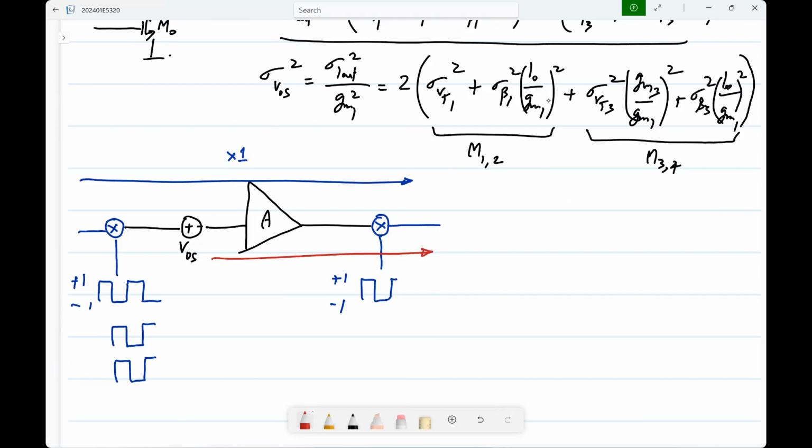You will get a square wave which is now modulated by that, a square wave of amplitude VOS, right? So now that is not a DC anymore, okay? That is at a frequency equal to this chopping frequency and its harmonics. So now if you use a low pass filter, that will filter out the square wave and you will have no offset, okay. So this is one of the dynamic techniques that is used to reduce offset.